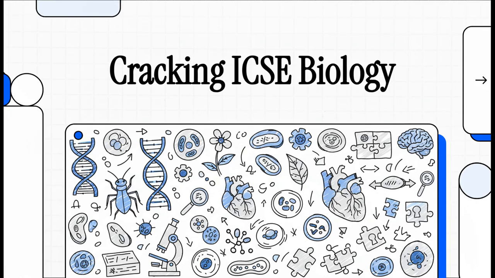All right, let's get straight to it. In this explainer, we are going to crack the code of the ICSE biology exam. We're going to do that by revealing the super predictable patterns that are hidden in two of the most important questions you'll face, question 3 and question 4.